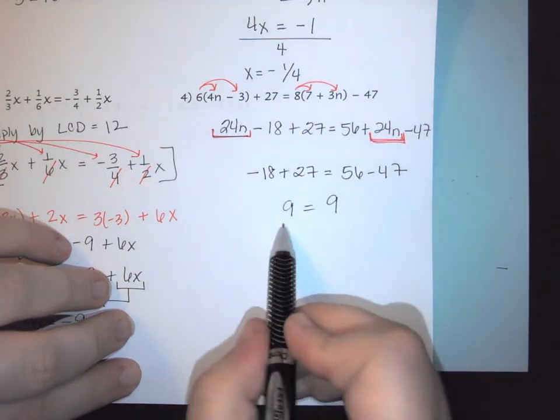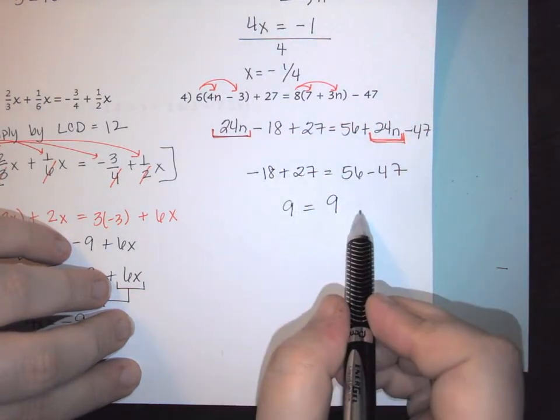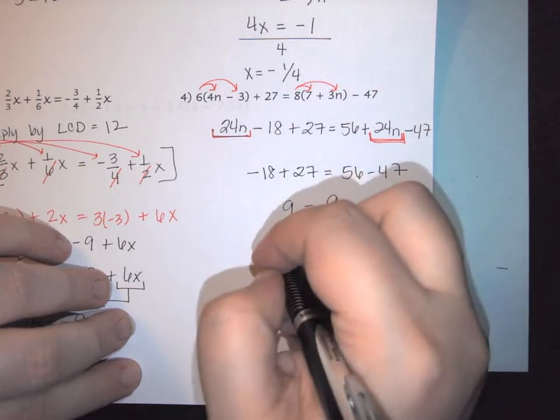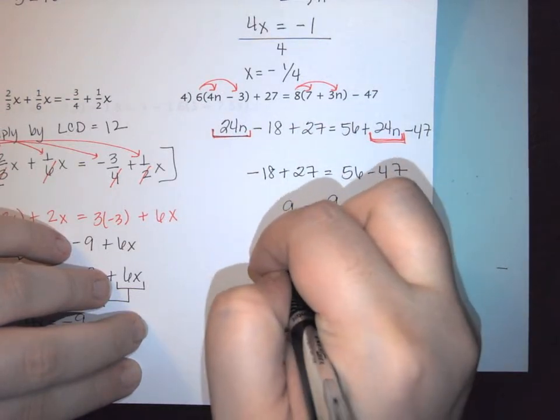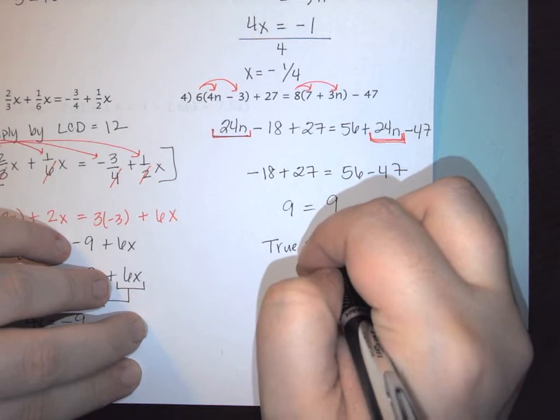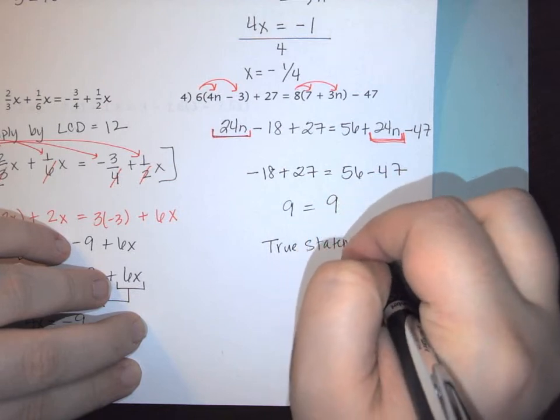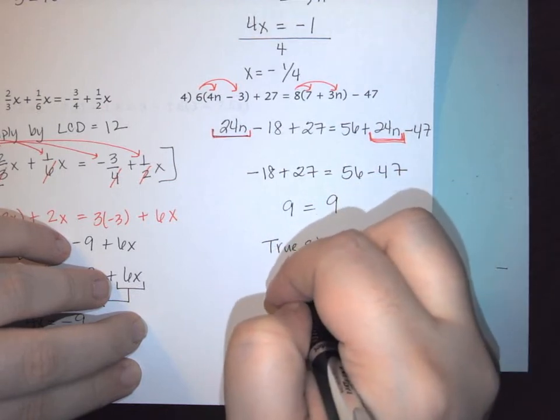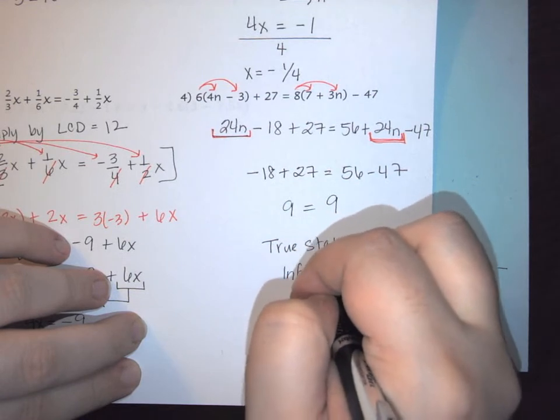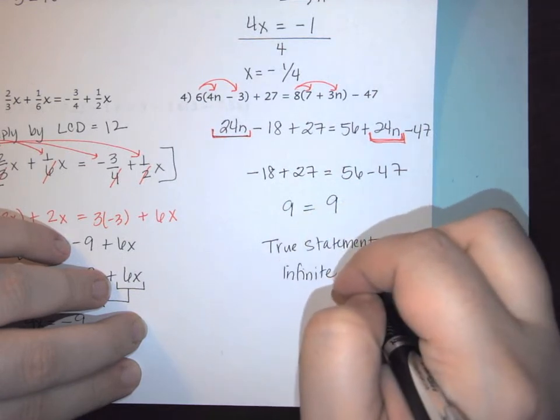Now notice I don't have a variable, but this is a true statement. So in this case, because we have a true statement, that means we have infinite solutions.